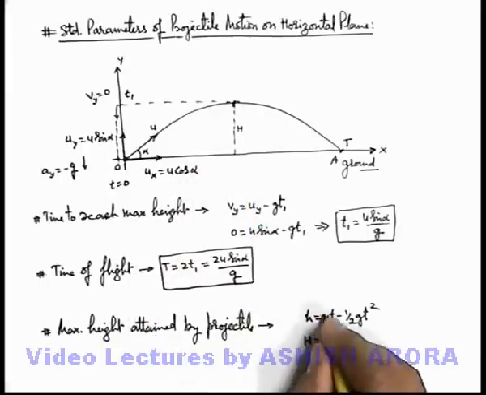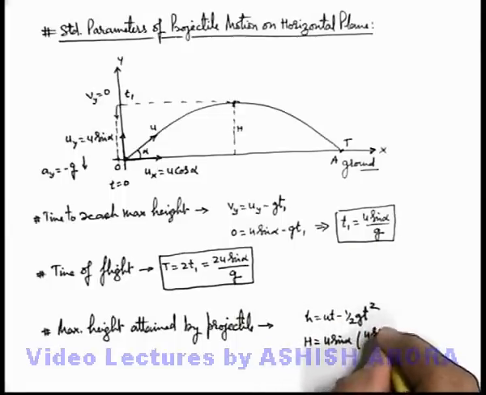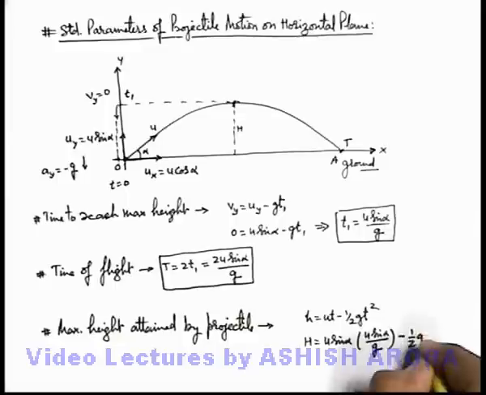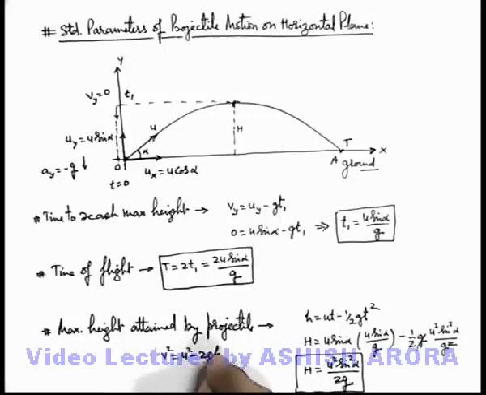So h can be given as: u we will use as u sin alpha, and the time we use t1, that is u sin alpha by g, minus half g into t square, which will be u square sin square alpha by g square. This g gets cancelled out. You can see it as u square sin square alpha by g minus u square sin square alpha by 2g. So maximum height attained can be written as u square sin square alpha by 2g. The same maximum height you can also calculate by using the equation v square equals u square minus 2gh by substituting v equals 0 and u as u sin alpha. You will see directly you will get the value of height as u square sin square alpha by 2g.